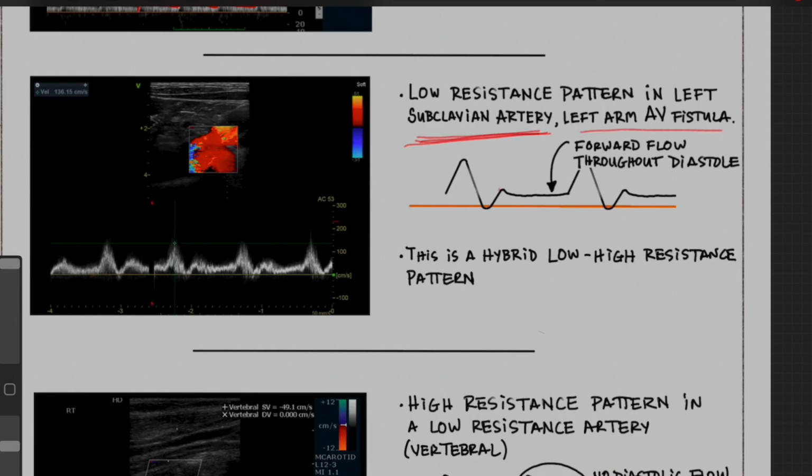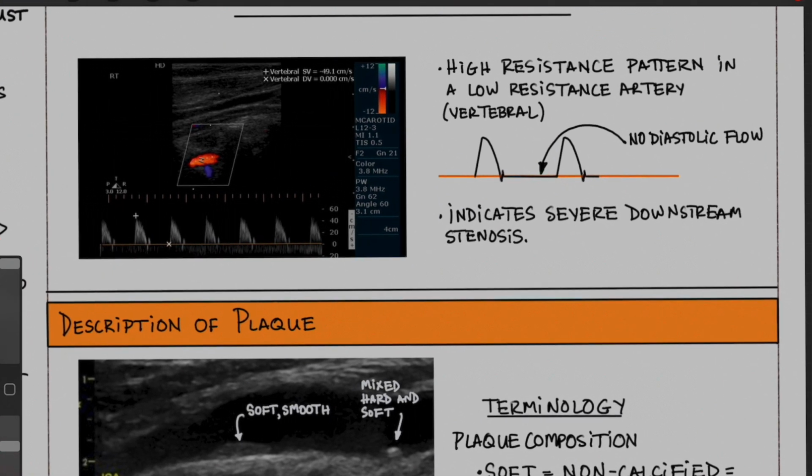Here's a low resistance pattern in a left subclavian artery because the arterial supply of the arm is going to an AV fistula. So there's a lot of flow through that artery, and that's going to be whoosh, whoosh, whoosh. And this is a low-high resistance pattern, this one. It's not straight low because of this. But anyway, that's what an AV fistula flow looks like. It's usually not a mystery.